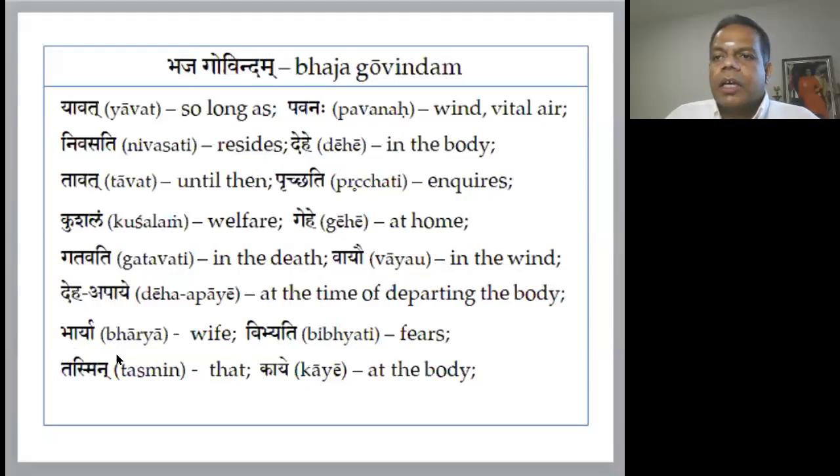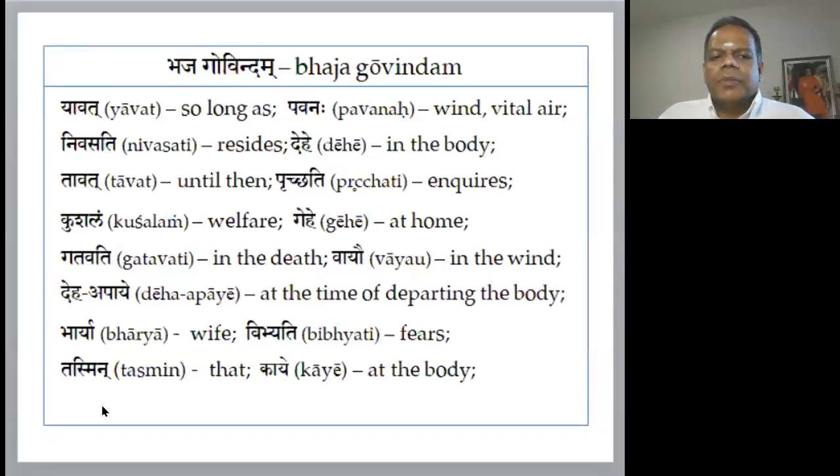Bharya means wife, a simple noun. Bibhyati means fears, is afraid. Bharya bibhyati. Tasmin, that. Tat is the simple noun, and tasmin is also seventh vibhakti, meaning in that body or at the body. Seventh vibhakti can have multiple meanings; prepositions in English help us translate it. Kaya is body. Kaya means at the body.